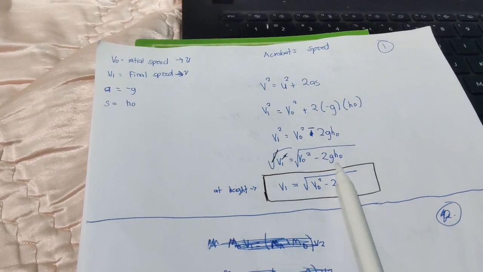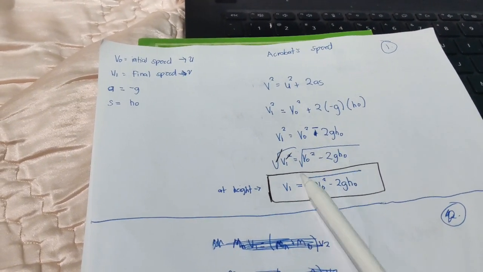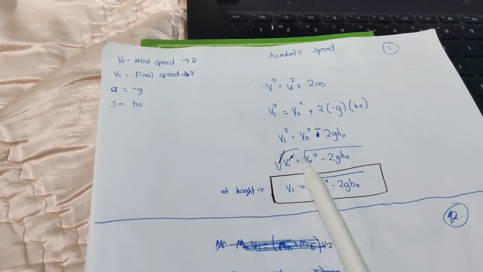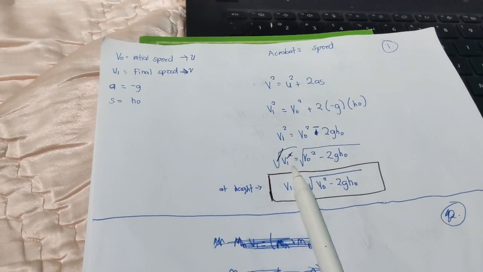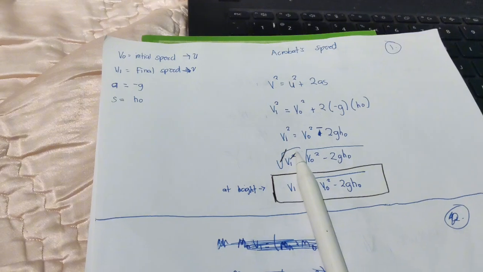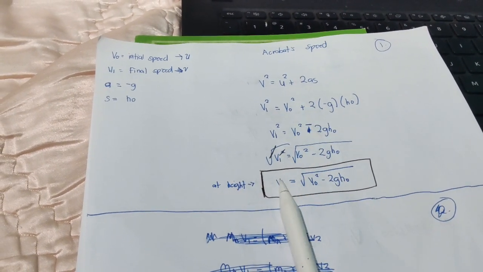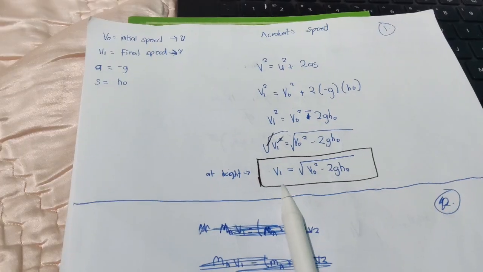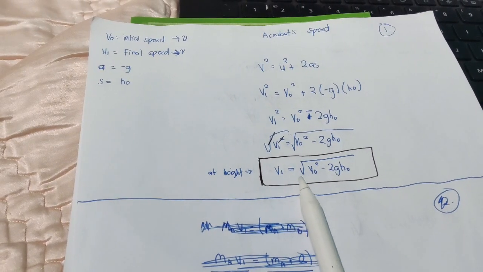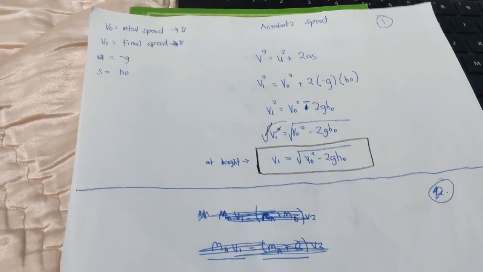To find the final speed, we need to get rid of the square, so we take the square root. The square root of v sub 1 squared is v sub 1. So the acrobat's speed at height h_0, v sub 1, is equal to the square root of v sub 0 squared minus 2gh sub 0.